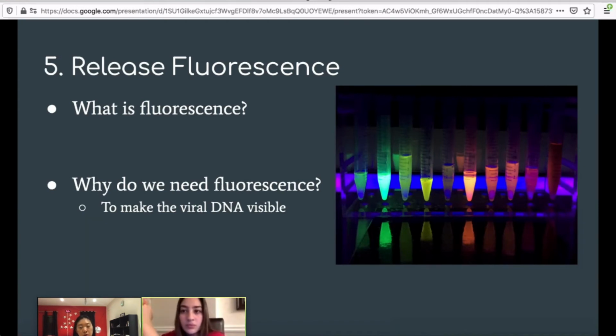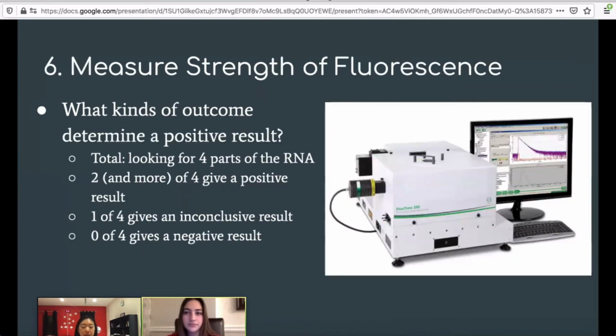So by adding this fluorescence, we can make the viral DNA visible, and we can actually quantify the strength and the amount of viruses infected in this person's sample. And finally, we're going to put the processed sample into the fluorometer, which is a machine that measures the strength of fluorescence. And this will give us different kinds of outcomes. So let's see what these outcomes mean.